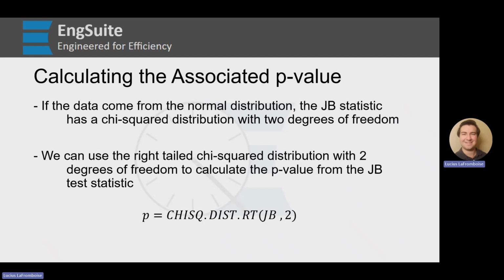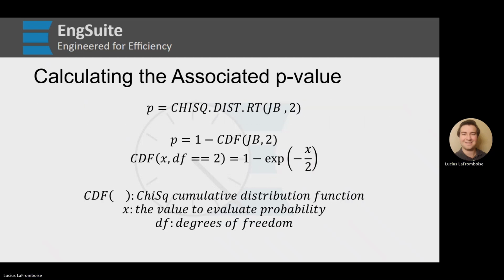Which means in Excel and Google Sheets, it's as simple as using CHISQ.DIST.RT of your JB and 2 degrees of freedom. But again, we're doing this brute force. So let's see what the formula we can use is. So the right-tailed p-value is going to be 1 minus the CDF, 1 minus the left-tailed p-value.